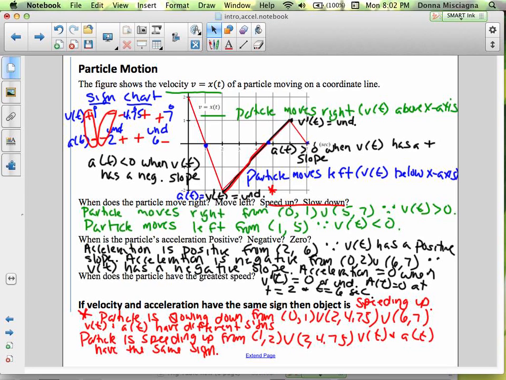And that's all there is to analyzing acceleration and velocity using a table, using an equation, using a graph, and using a sign chart.